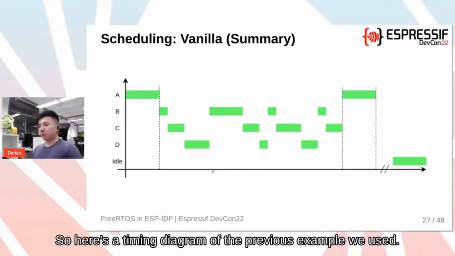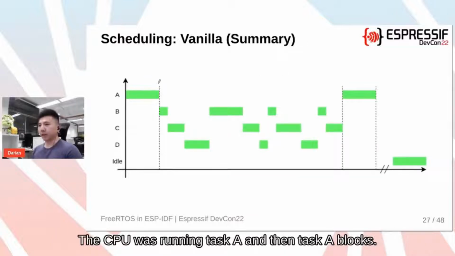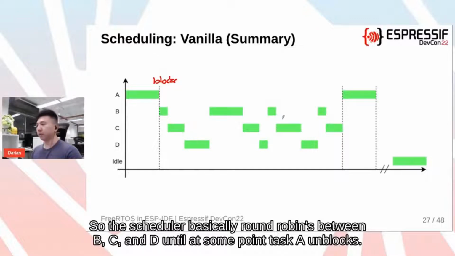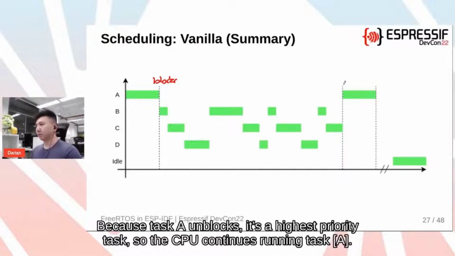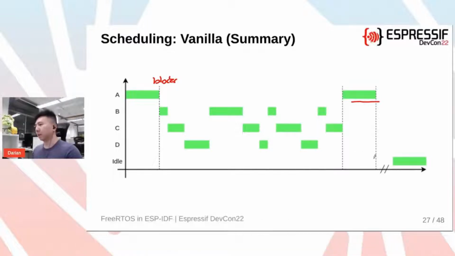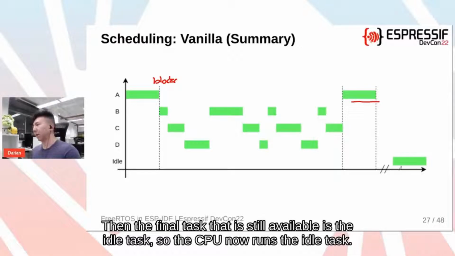Here's a timing diagram of the previous example we used. Let's say the CPU was running task A, and then task A blocks. After task A blocks, B, C, and D are of the same priority, so the scheduler round robins between B, C, and D until at some point task A unblocks. Because task A unblocks, it's the highest priority task, so the CPU switches to running task A. Let's say enough time has passed until all of the tasks A, B, C, and D have blocked or been deleted. Then the final task that is still available is the idle task, so the CPU now runs the idle task.